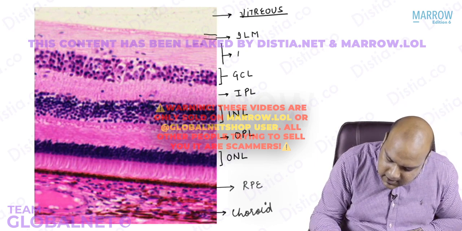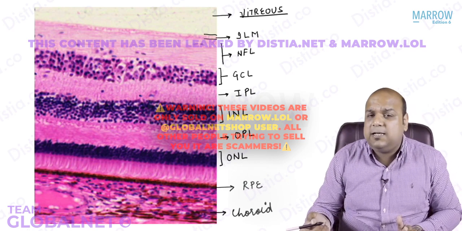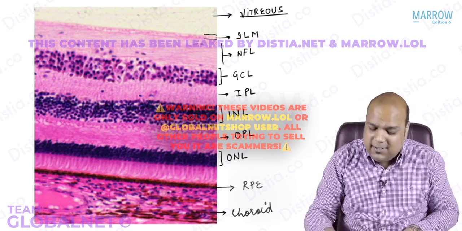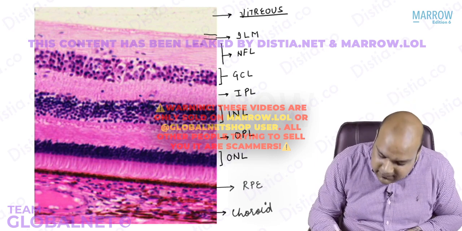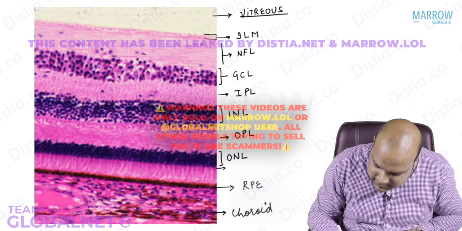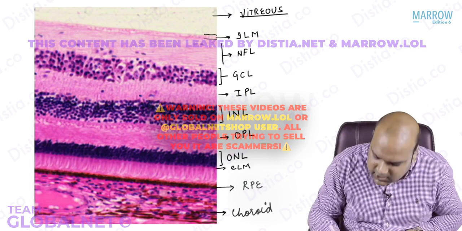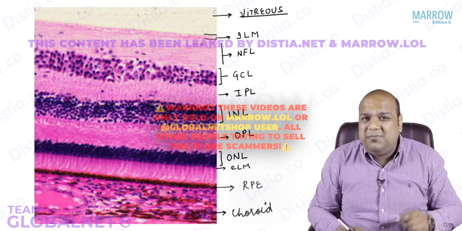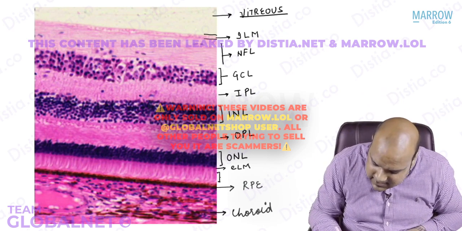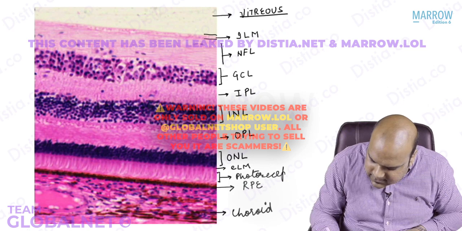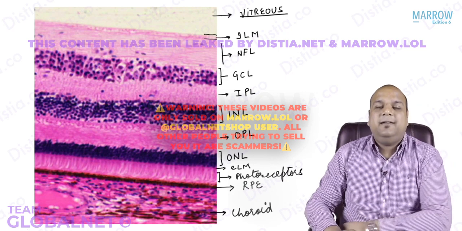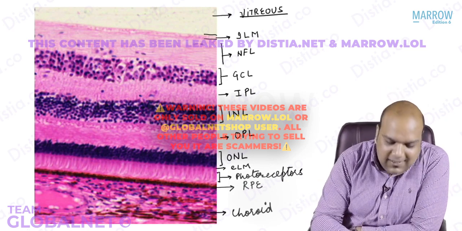This is my nerve fiber layer. See, I'm filling the blanks, that's all, because I know the names of the layers, ILM, NFL, GCL, IPL, INL, OPL, ONL, and then what is left is ELM and photoreceptors. ELM, external limiting membrane, is a false basement membrane, almost invisible, so thin, everybody, and these are my photoreceptors. Okay, everybody.